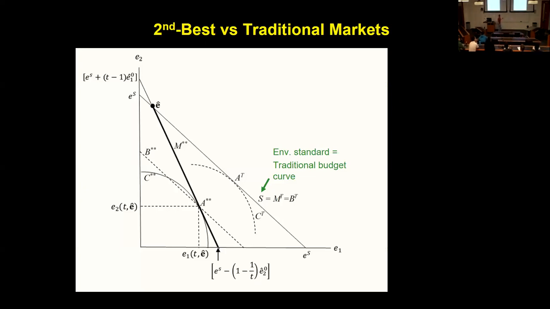But here's the crazy graph. So here's the environmental standard, ES. Now, in a traditional market, the traditional budget curve has got to be set up so that you always achieve the environmental standard. So that traditional market clearing curve or budget curve, whatever you want to call it, is going to lie along that same environmental standard, and it's going to have a slope of negative one. Here we have an iso-cost curve that's going to be tangent to that standard at AT. AT is our traditional market clearing equilibrium.